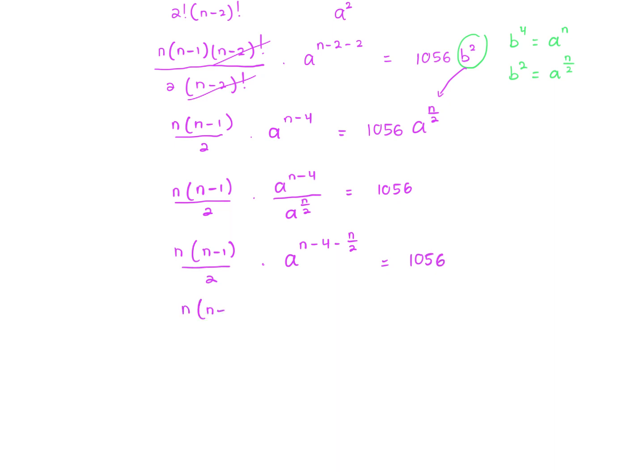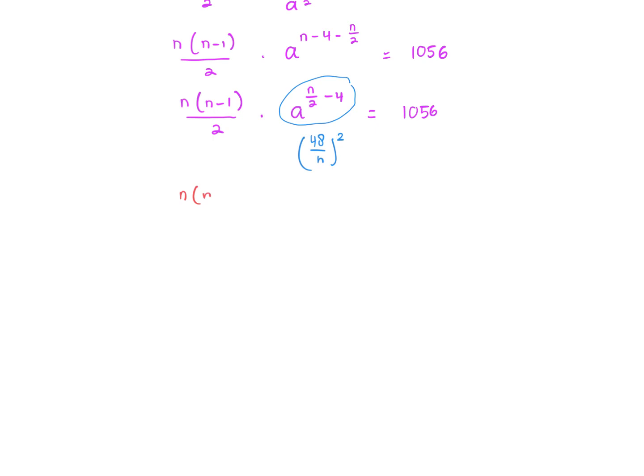n times n minus 1 over 2 times a to the powers of n over 2 minus 4 is equal to 1056. The a to the powers of n over 2 minus 4 I can replace by 48 over n to the powers of 2. I simplify more. n times n minus 1 over 2 times 48 squared over n squared. I squared both numerator and denominator, is equal to 1056. Cancel the n.